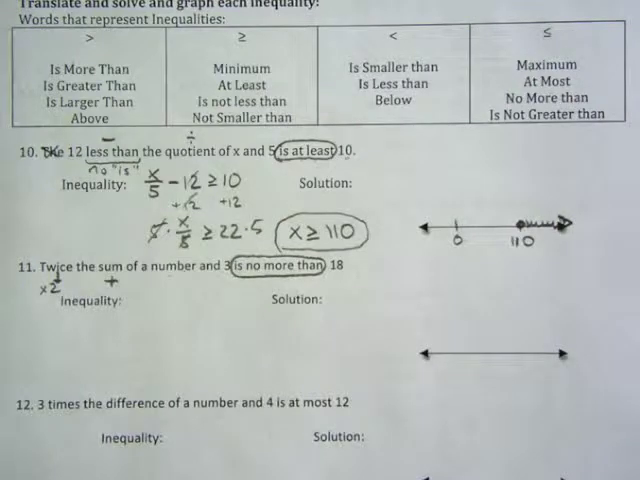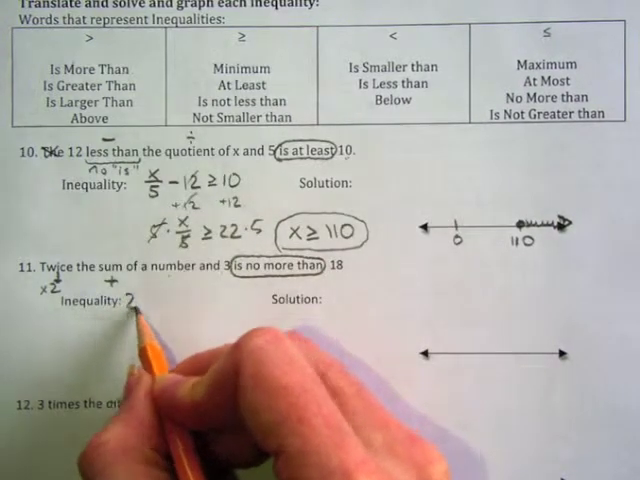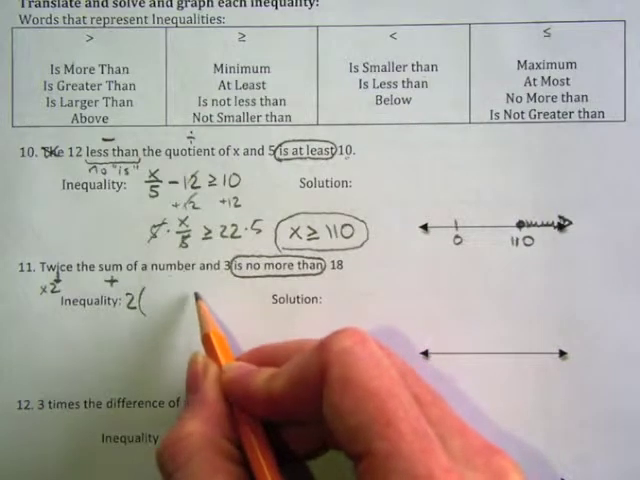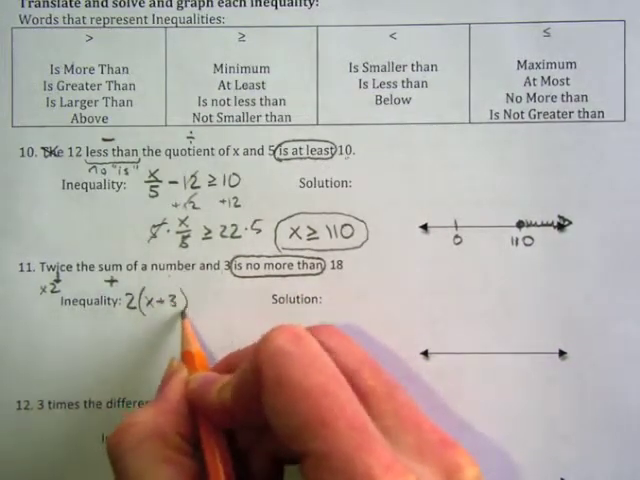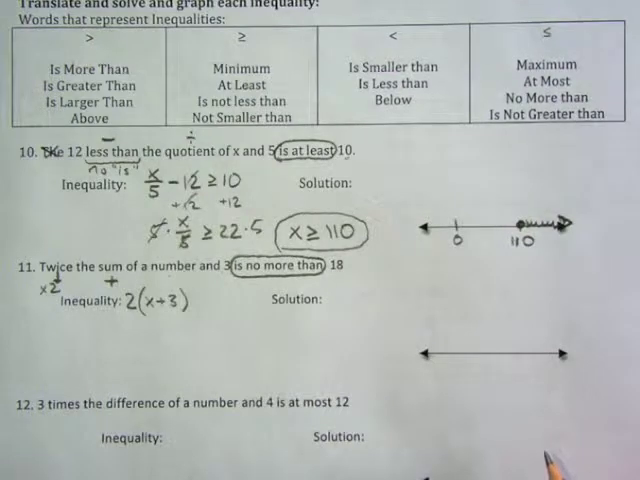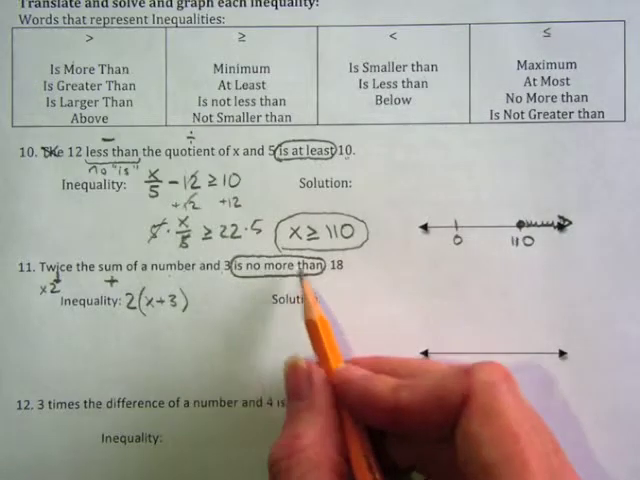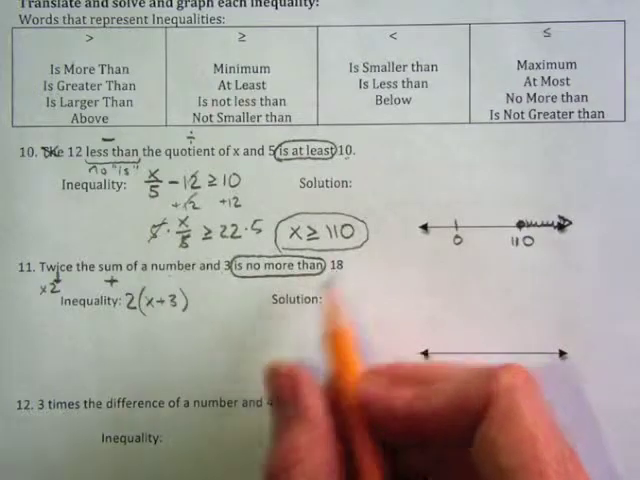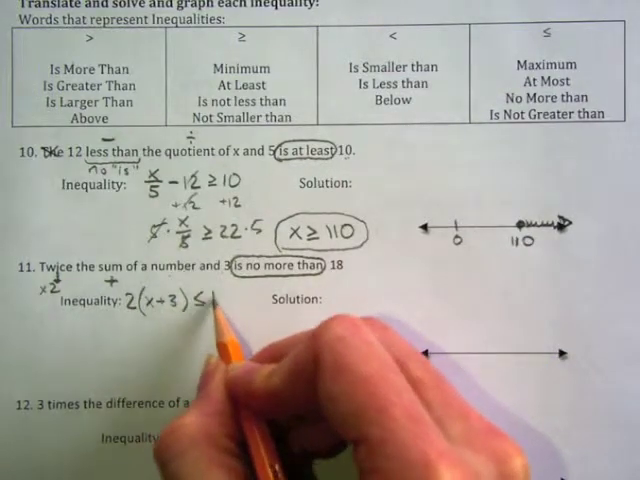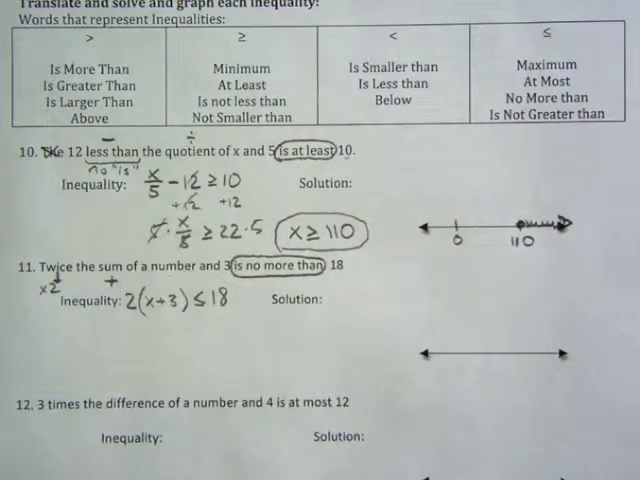So translating this inequality, we have 2 times the sum. We need to show parentheses because I'm multiplying a sum by 2. And so we have x and 3 being added together is no more than. Okay, that means not more than, means less than. But to be not more than 18, you can be 18 or anything smaller. So we're going to put less than or equal to 18.